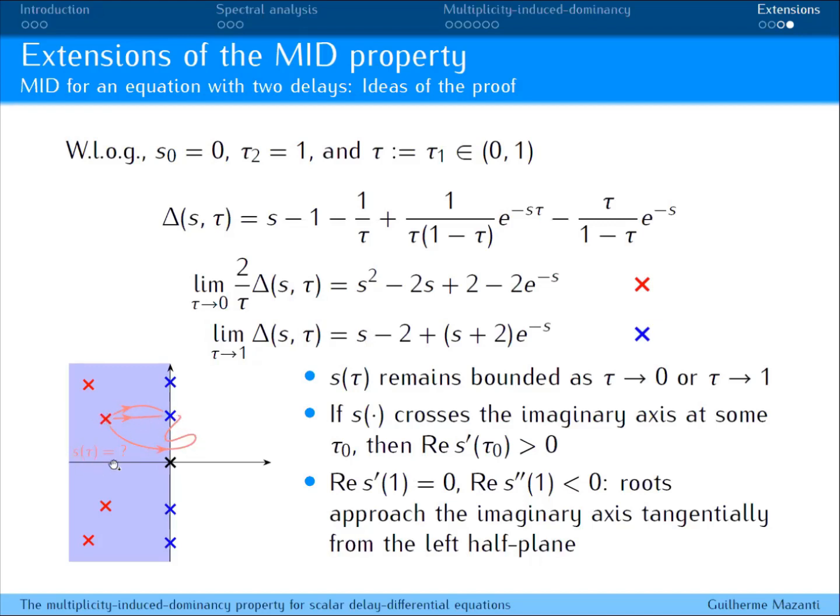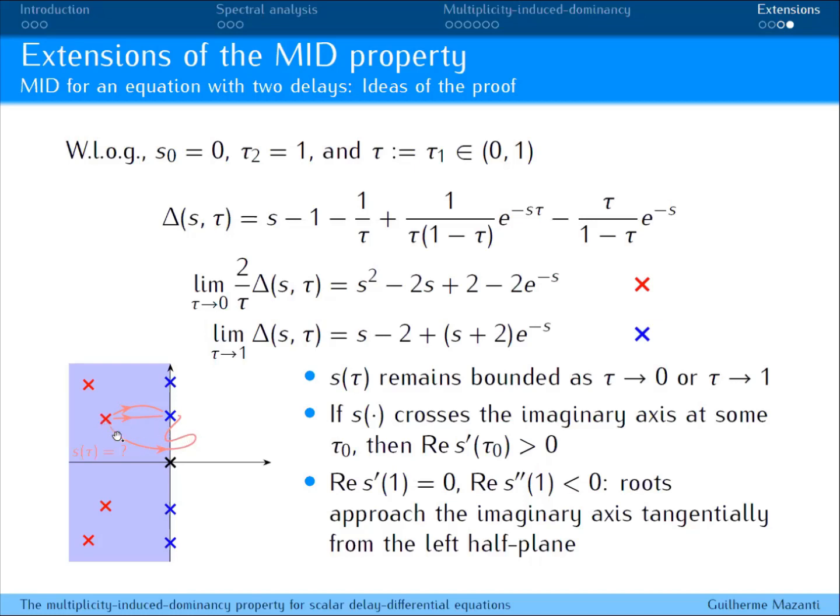So if I denote s of tau the function that to each tau associates a branch of a certain root, we can prove that this branch is always going to be simple, and that it remains bounded as the delay tends to 0 or as the delay tends to 1. And you can prove the following properties. If it crosses the imaginary axis at some point, then necessarily the derivative of its real part is positive, meaning that it has to go from the left to the right. So it cannot cross back. The situation that I have drawn here is impossible because we cannot cross back.